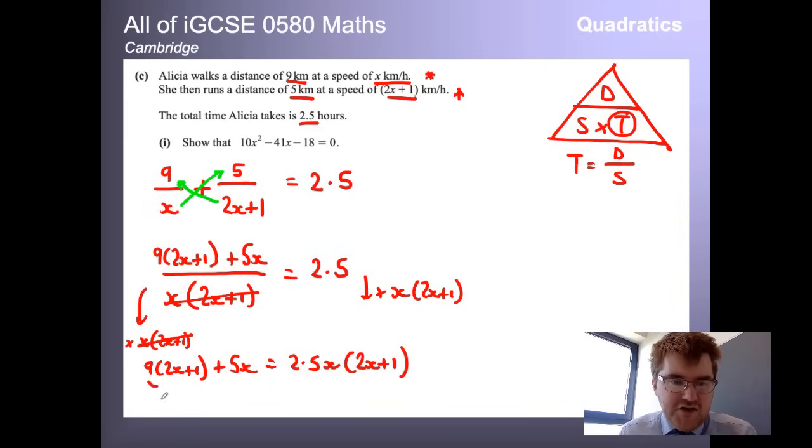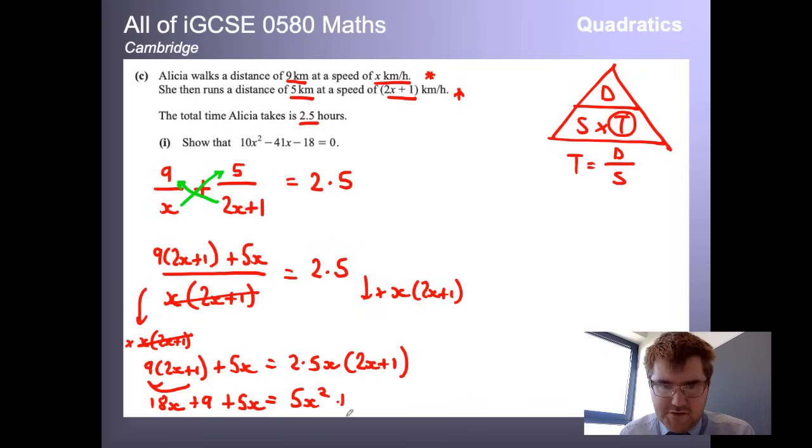So if we expand the bracket using the hook, we get 9 times 2x is 18x, 1 times 9 is 9, 5x stays the same. Let's be a little bit careful at this point. 2.5x times 2x, or 2.5 times 2 is 5, x times x is x squared, and then we have 2.5x times 1, that's just 2.5x. We're making progress here. Do not worry, it doesn't look like the answer at the moment.